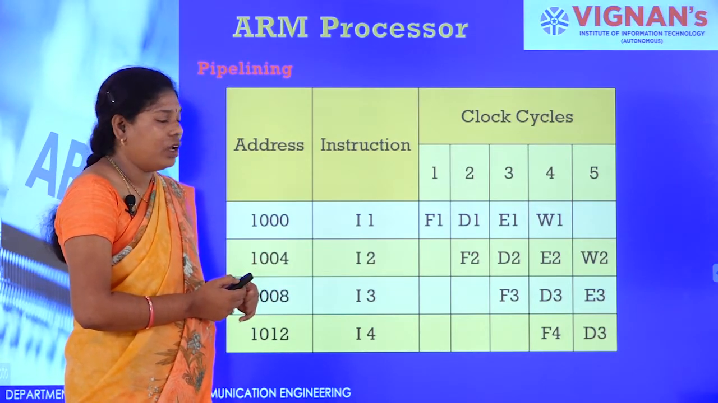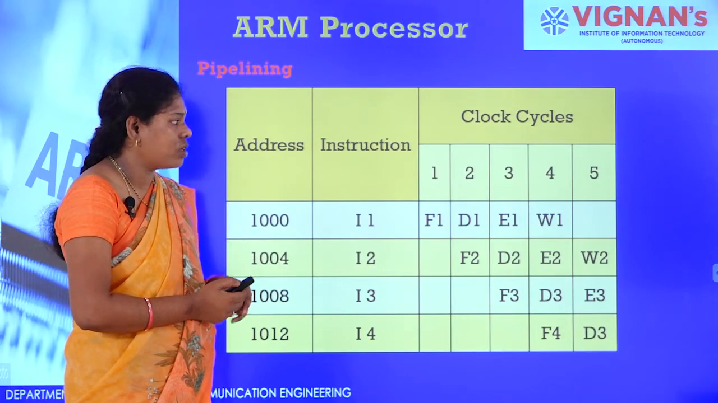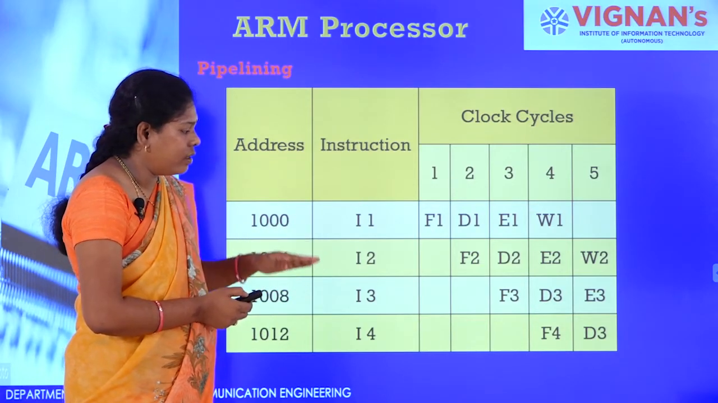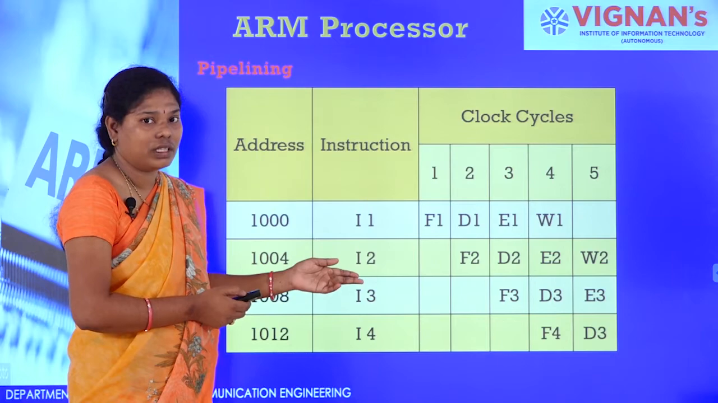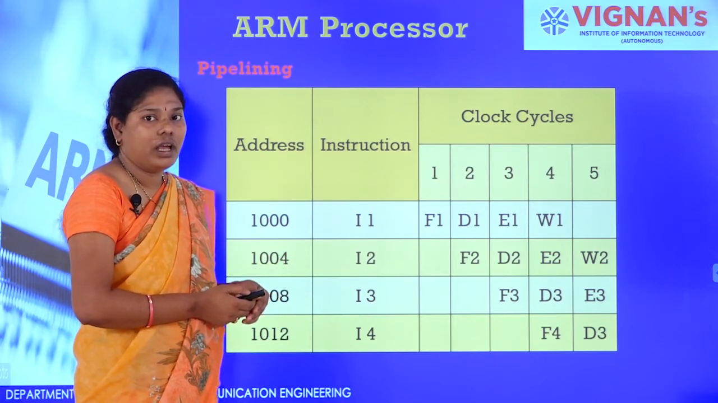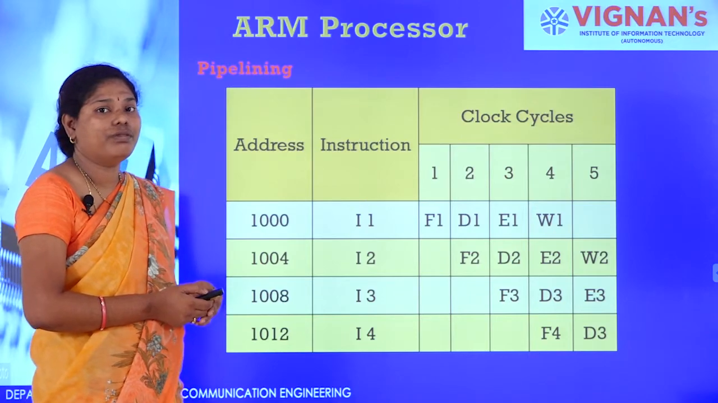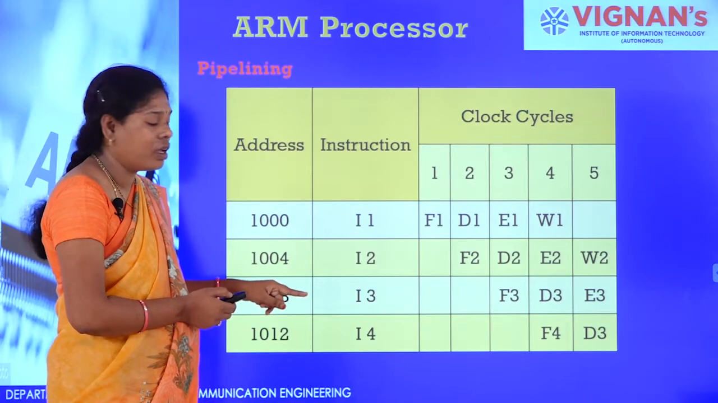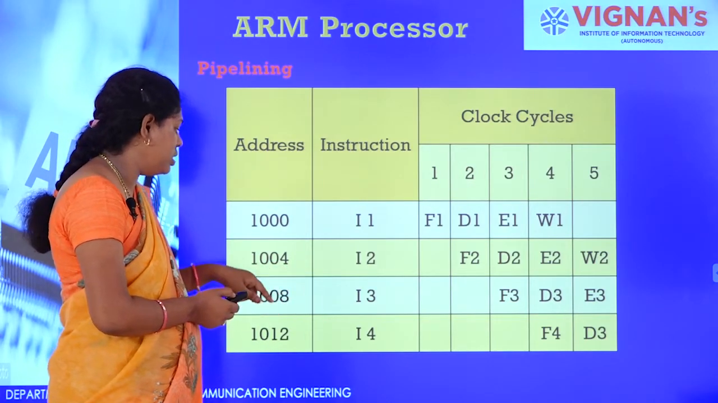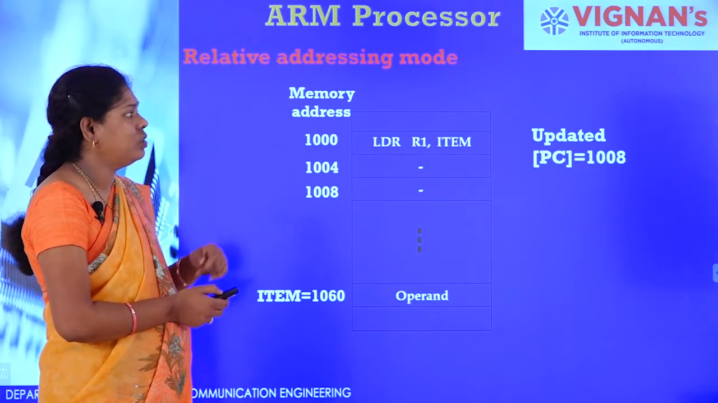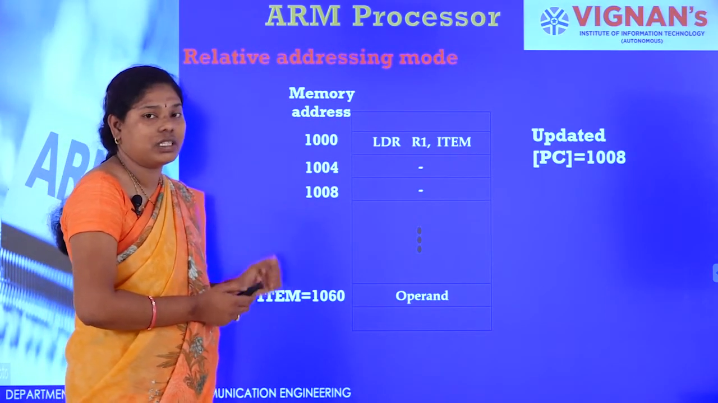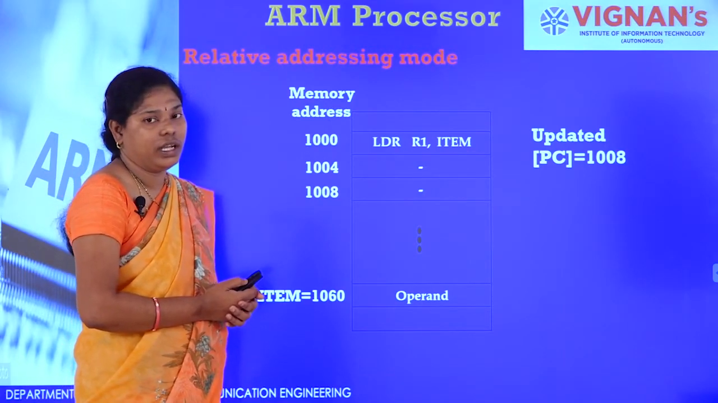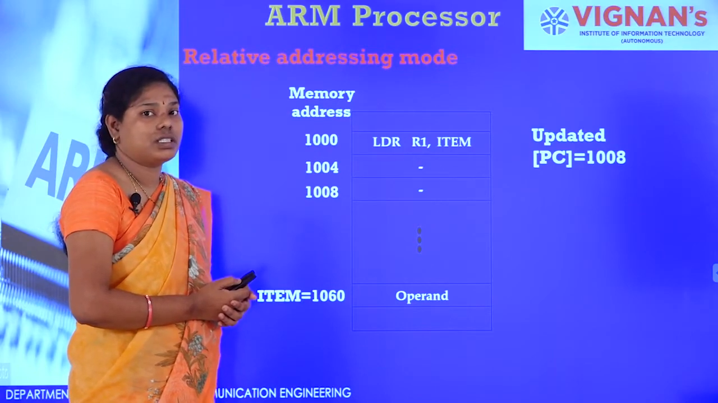Similarly, in the third clock cycle, the first instruction will be executed, the second instruction will be decoded and the third instruction will be fetched. Now, we say that the program counter points to the address of the instruction to be fetched, that is, during the execution of the first instruction it points to the address of the third instruction, that is 1008. So, the PC while executing the first instruction, that is LDR R1, item, will be updated with 1008, which is the address of the third instruction.